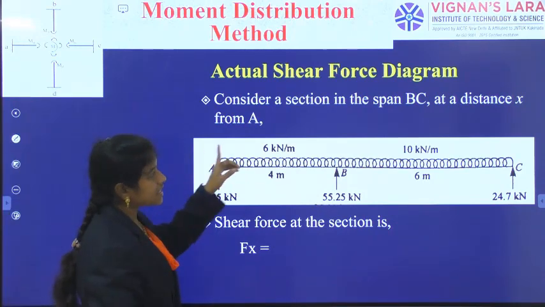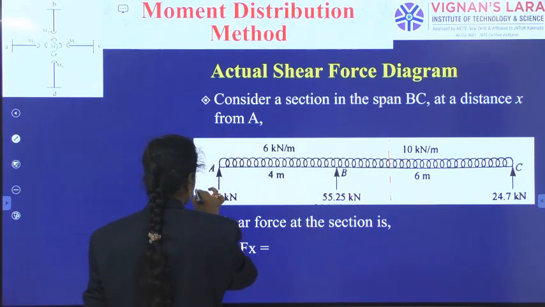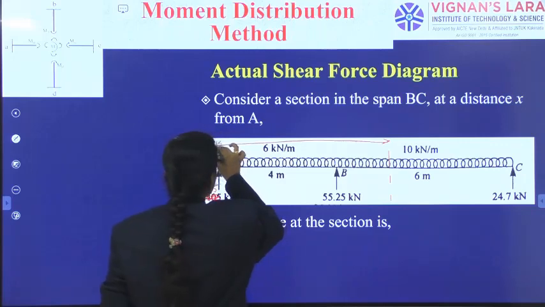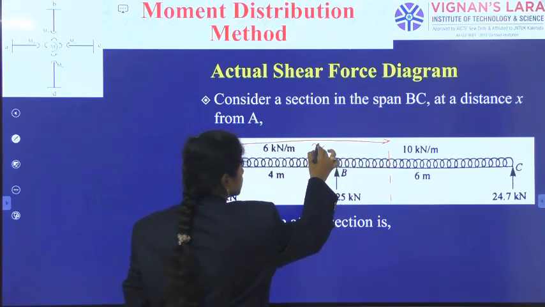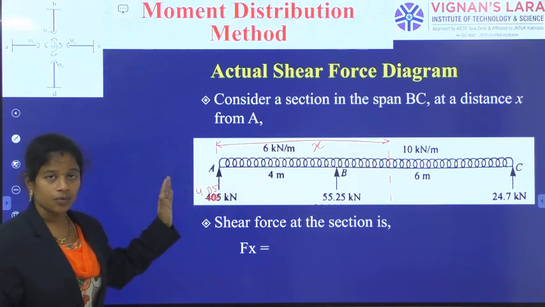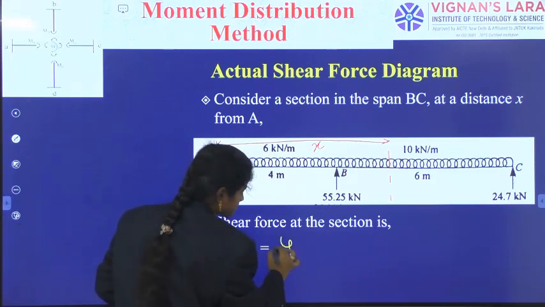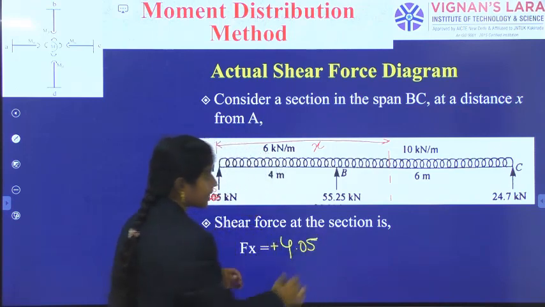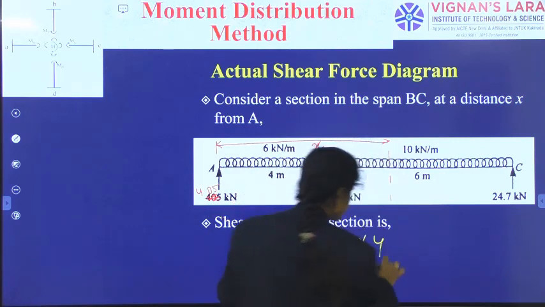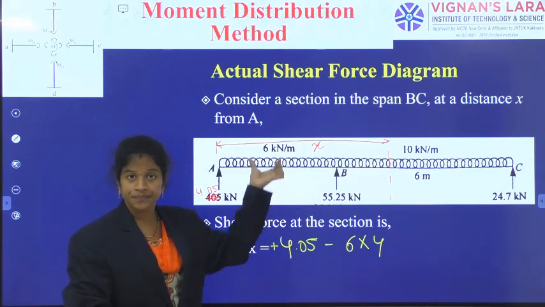Now we are considering a section in the span BC at a distance x from A. So consider the section in the BC at a distance x from A. Now what are the forces involved here? Left side upward Fx plus 4.05, and left side downward I am having a UDL of 6 into 4. Please don't forget, this 6 is not up to x length, this is up to 4 meter length only. 6 up to 4 meters.